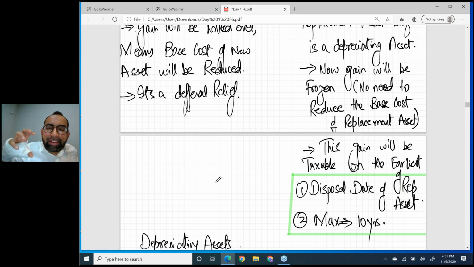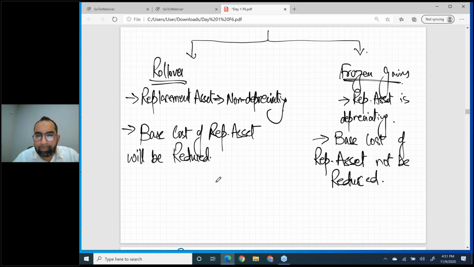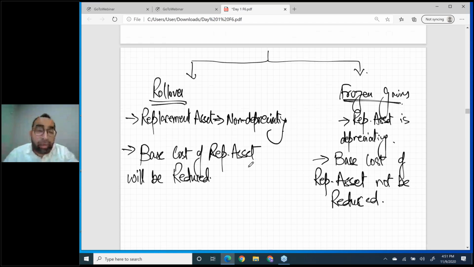If we freeze our gain, when are we going to be taxed in future? There are two dates. The first date is the disposal date of that replacement asset, and the second is a maximum of 10 years. Whichever date comes earlier, you need to pay the tax on the frozen gain on that date, right?